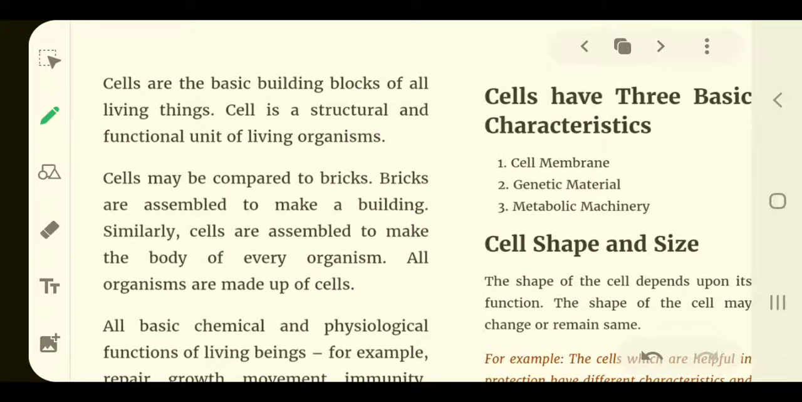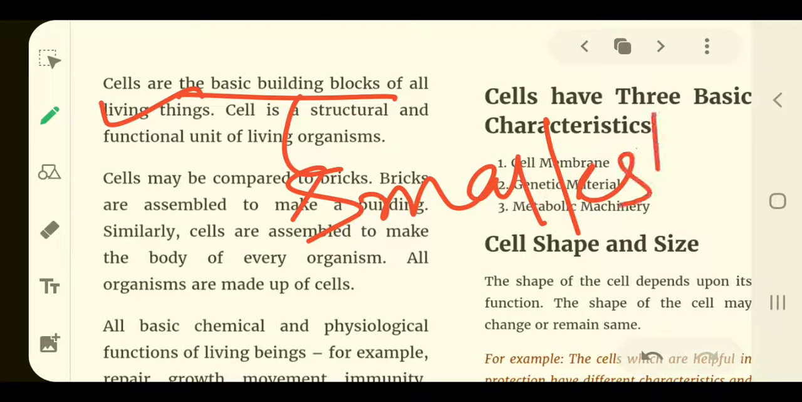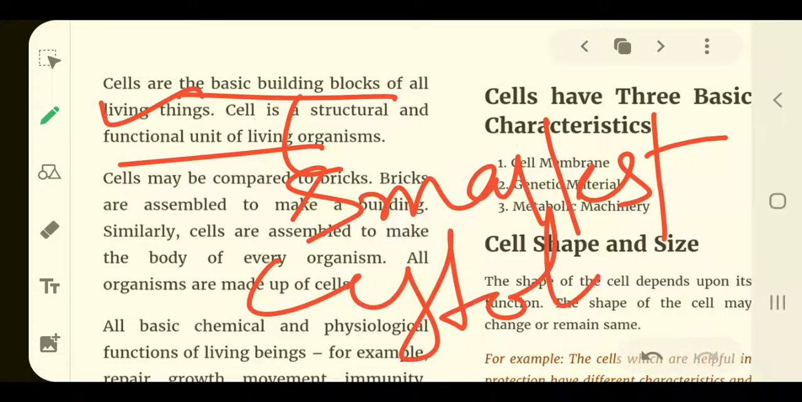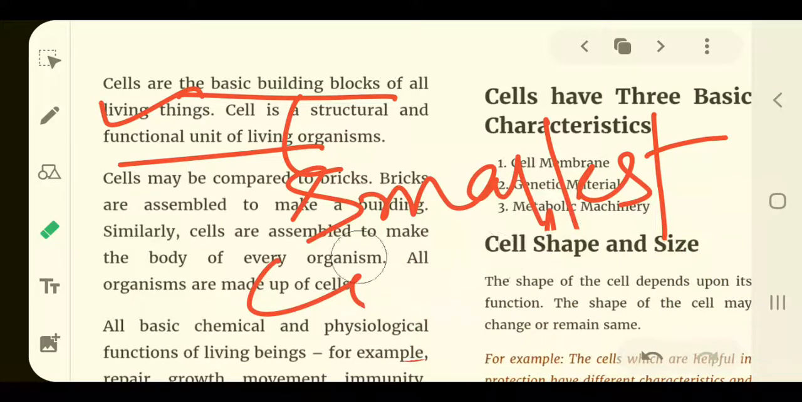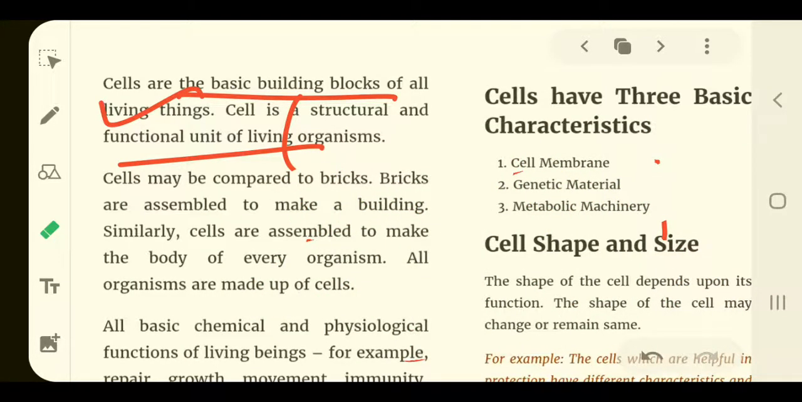Now here the definition begins. Cell is the basic building block of all living organisms. Write down the word smallest: it is the smallest structural and functional unit of life. So write down that definition: smallest structural and functional unit of life. And the study of cell in science is referred to as cytology. This is a branch of biology that deals with the study of cell and its structures.